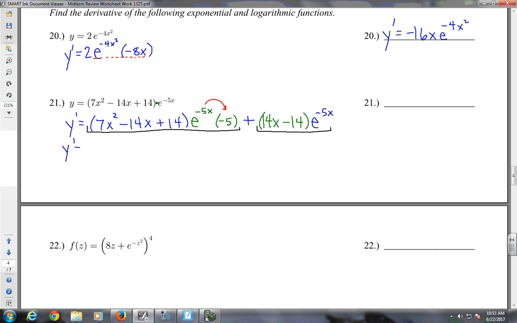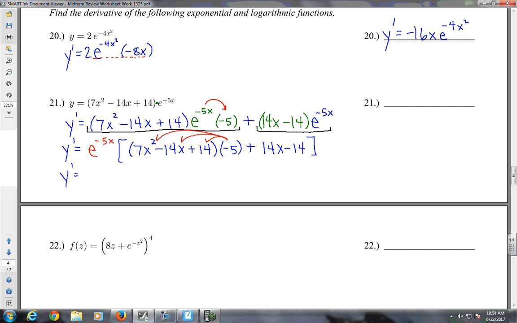So writing our GCF over here to the left, we are taking an e to the negative 5x out of both terms. Let's see what's left. Well, taking the e to the negative 5x out of that first term leaves behind 7x squared minus 14x plus 14, and we have that little factor negative 5. Plus, second term, when we take out the e to the negative 5x, that leaves behind 14x minus 14. Let's go back and simplify by distributing the negative 5 into this set of parentheses.